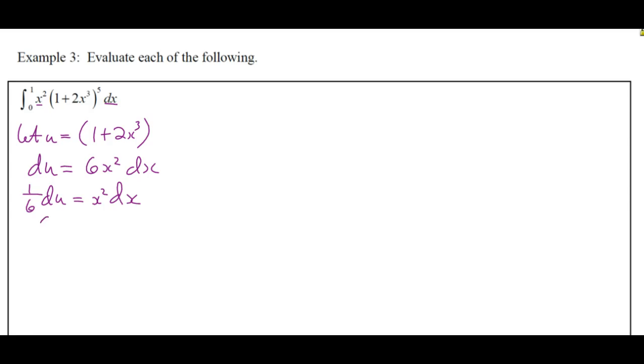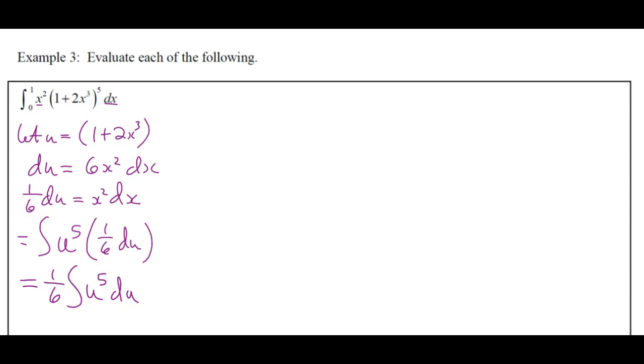So we could do a general antiderivative, or sorry, an indefinite integral. So this will be what? Well, u to the fifth du, which will be 1/6 u to the sixth. Oh, right, 1/6 du, okay, hang on. Yeah, factor out the 1/6. So that's 1/6 integral of u to the fifth du.